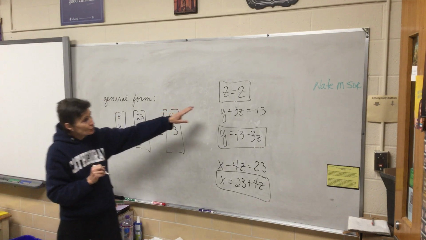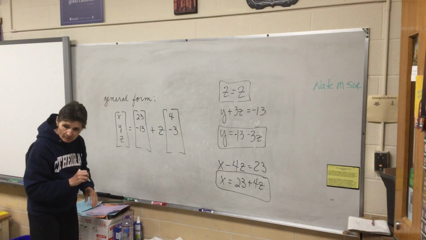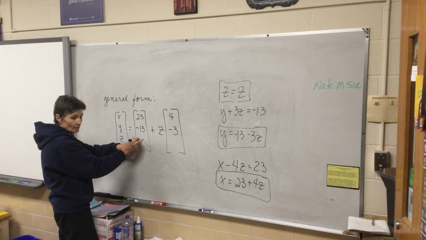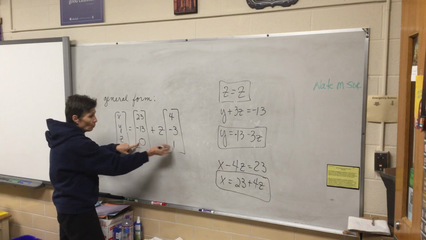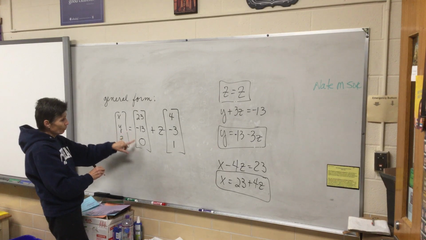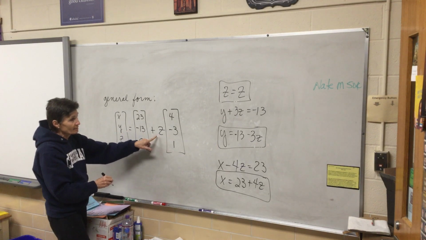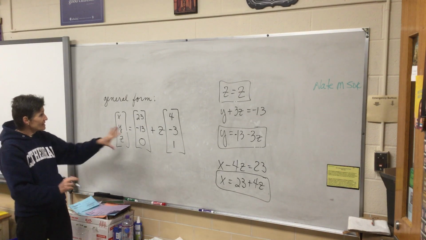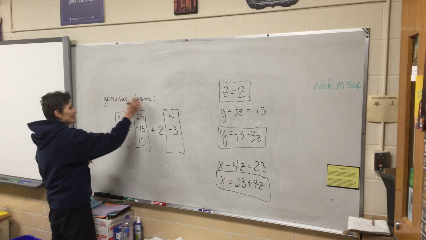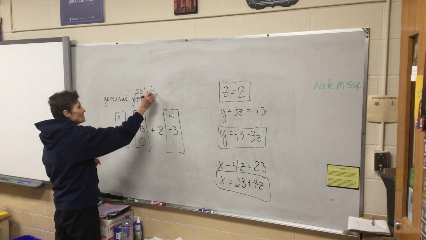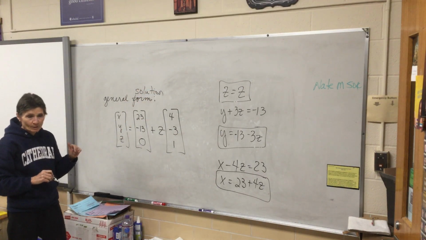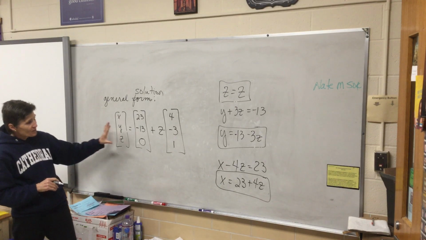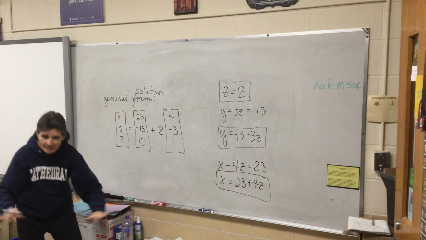For y, it's negative 13 and negative 3. Now, don't be confused. What is it for z? What is the number component up there? 0 and 1z. Z equals 0 plus 1z. So z equals z. This is your general solution. I said form, I probably should have said solution. It's the general form of the solution. So this describes every answer.